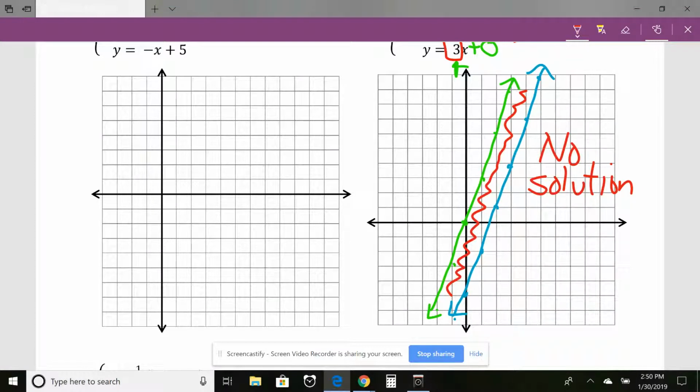All right, so that's it for today's lesson. Work through these problems. If you have questions, let me know in class.